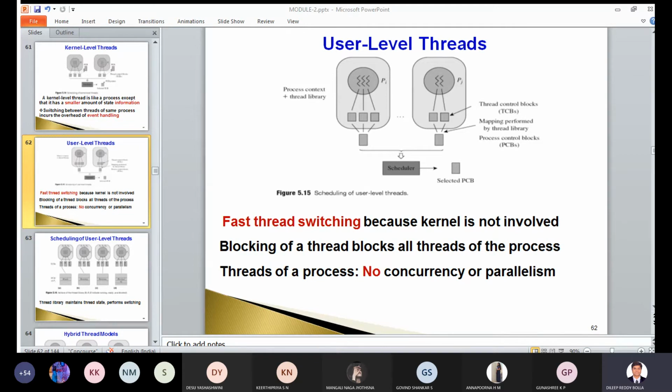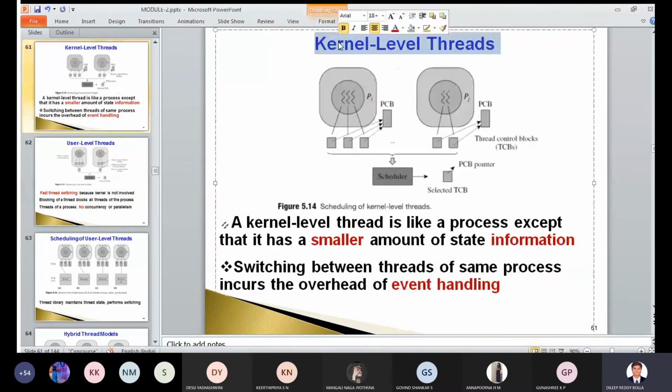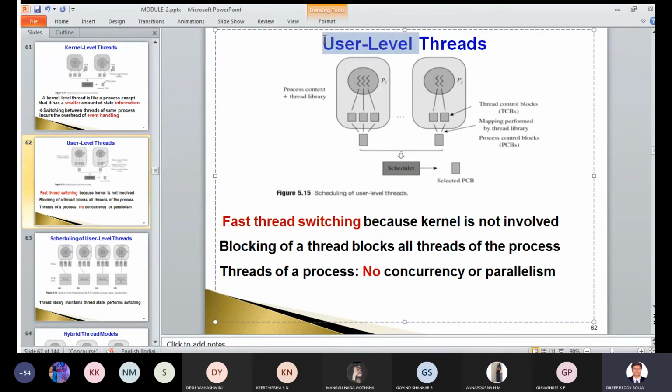The next one, how it is working, let us see. Next one means user level threads. To cut short, in kernel level threads the advantages we have are that the speed is increased and we have all the information. The drawback is that we get some overhead in the kernel. To minimize the overhead from the kernel, we are moving on to user level threads.